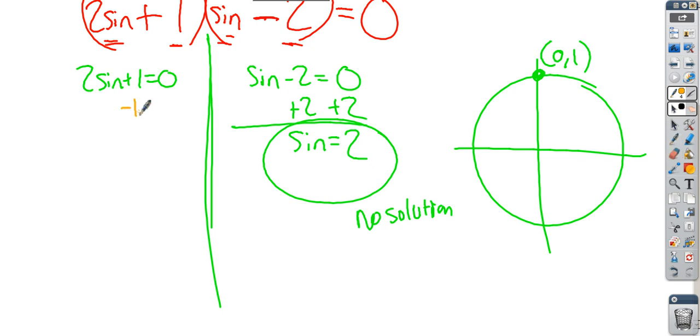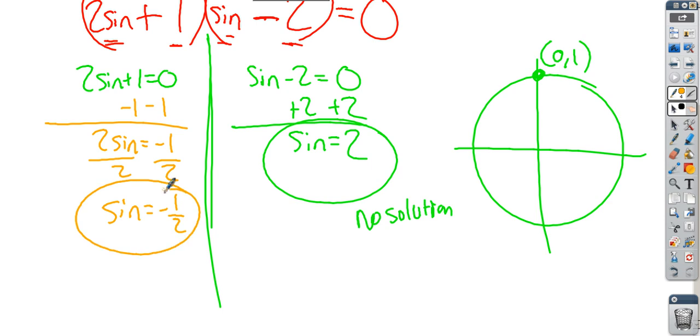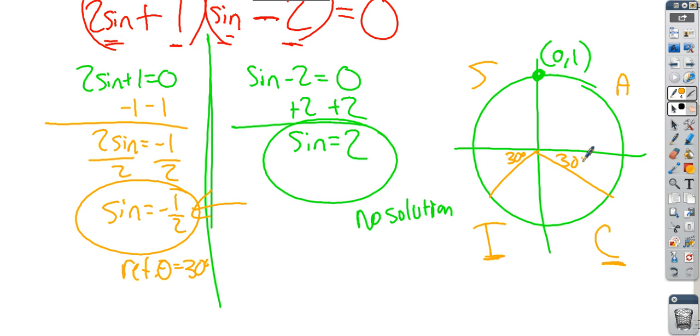This one, though, will have a solution. We'll subtract 1 from both sides, and then we'll divide by 2. Sine equals negative 1/2. So sine equals positive 1/2 at 30 degrees. Sine of 30 degrees is 1/2. So we know our reference angle is going to be 30. But the question is, in which quadrant are we going to be in? Sine is negative 1/2, and sine is negative in these two quadrants, in quadrant 3 and 4. So we need to find out what this angle is, but in those two quadrants right there.